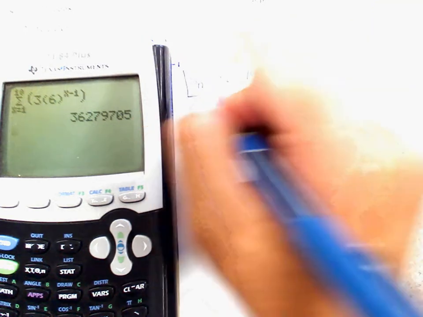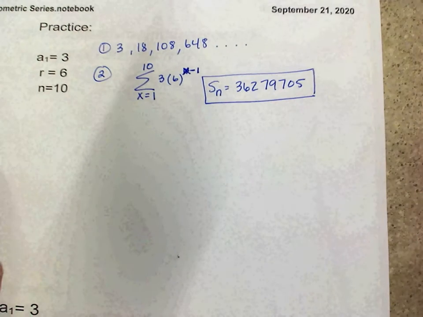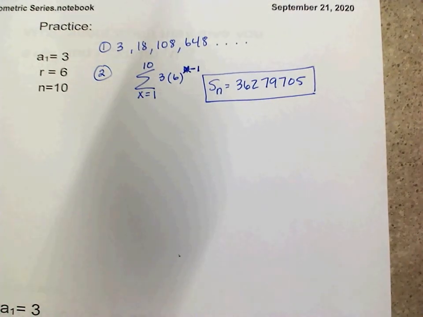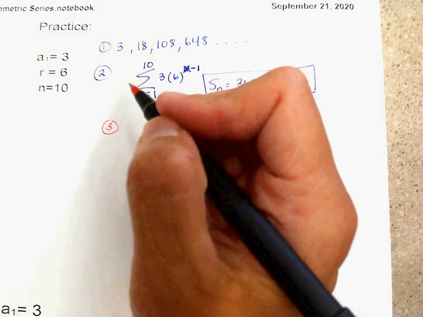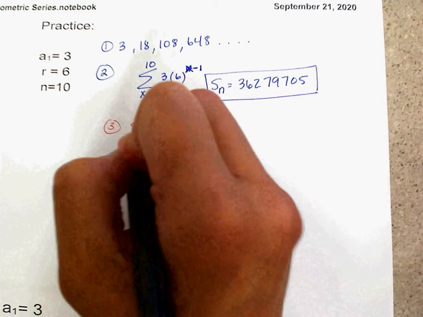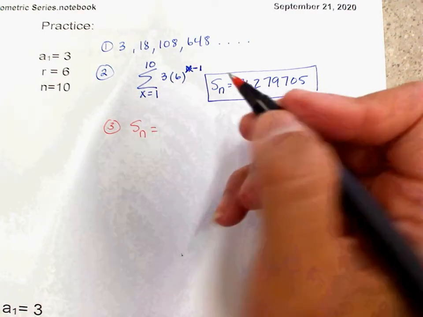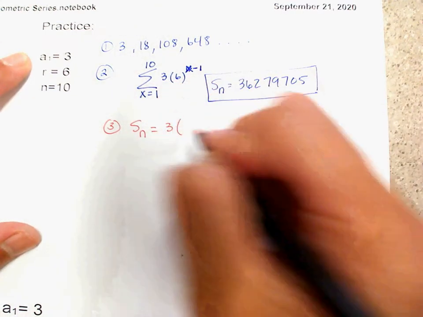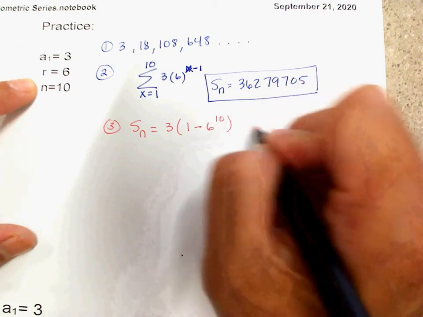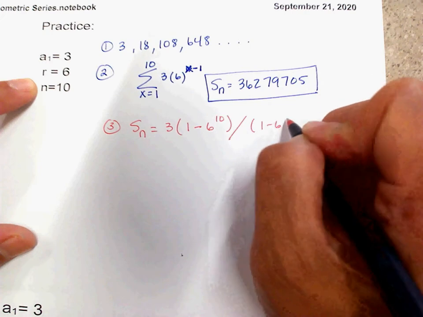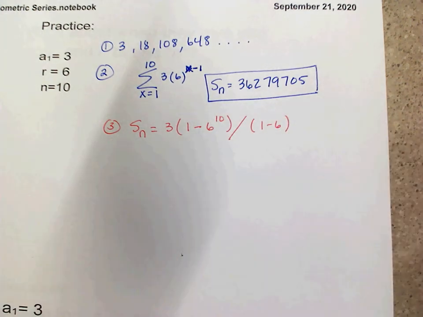Okay. So there's the second method. Third method, I'm going to use that formula that I have earlier. S sub n equals your first term, 3 parentheses, 1 minus r raised to the 10 divided by 1 minus r. You guys see that right there? Type that straight through your calculator, just like so.